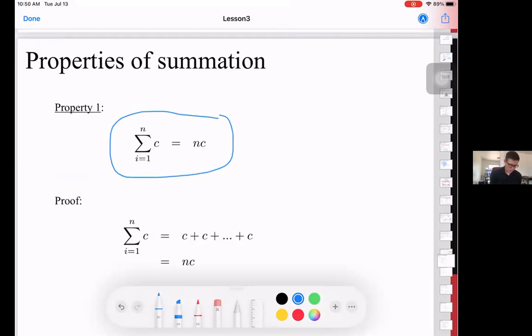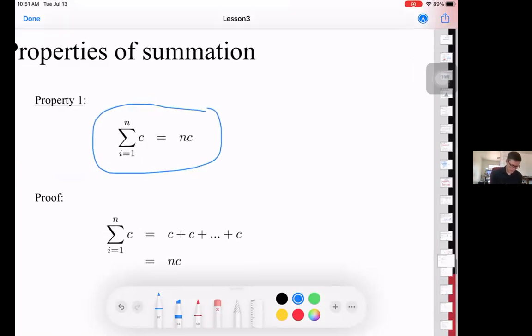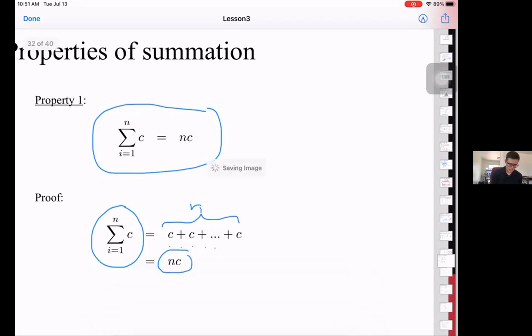So if we were to sum C n times, it would just be C plus C plus C plus C, n times, which is just the same as multiplying C by n. Any questions on that one? Okay.